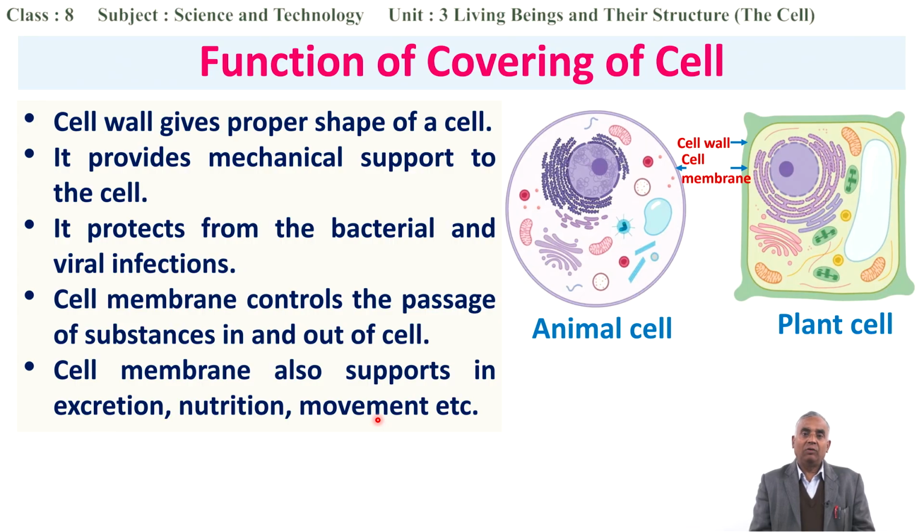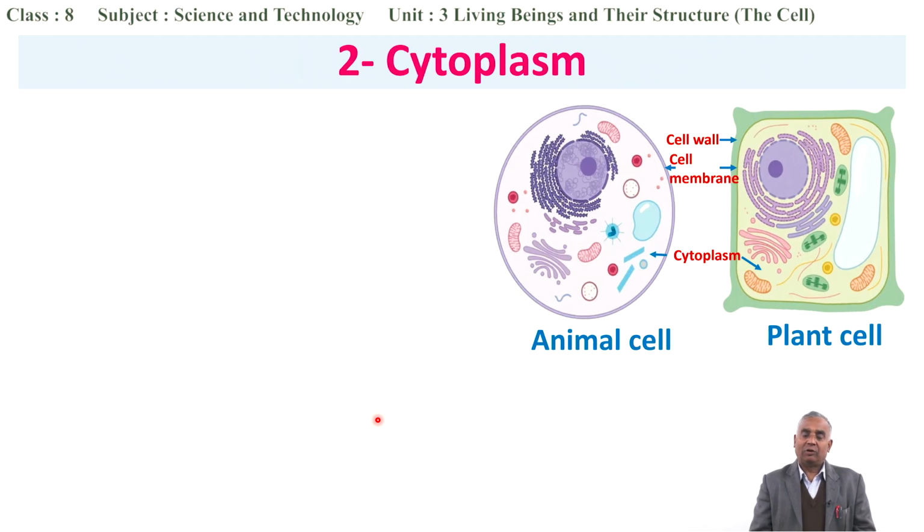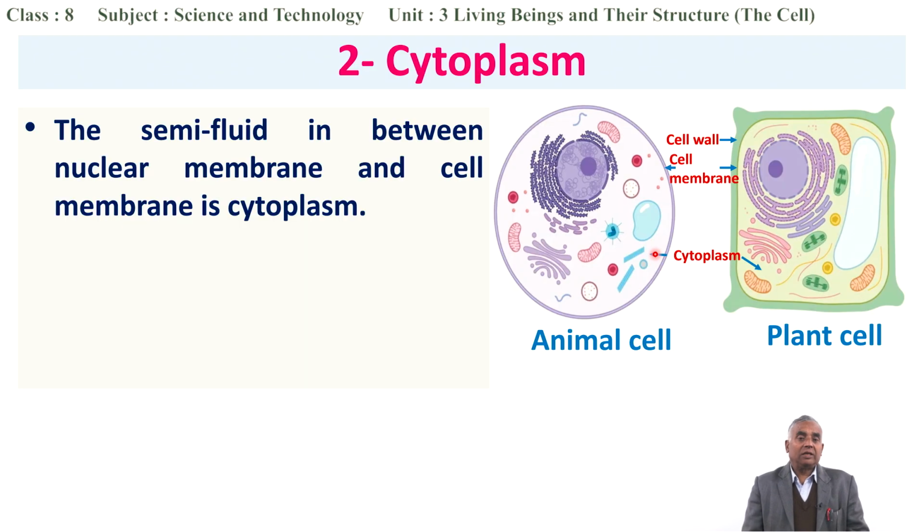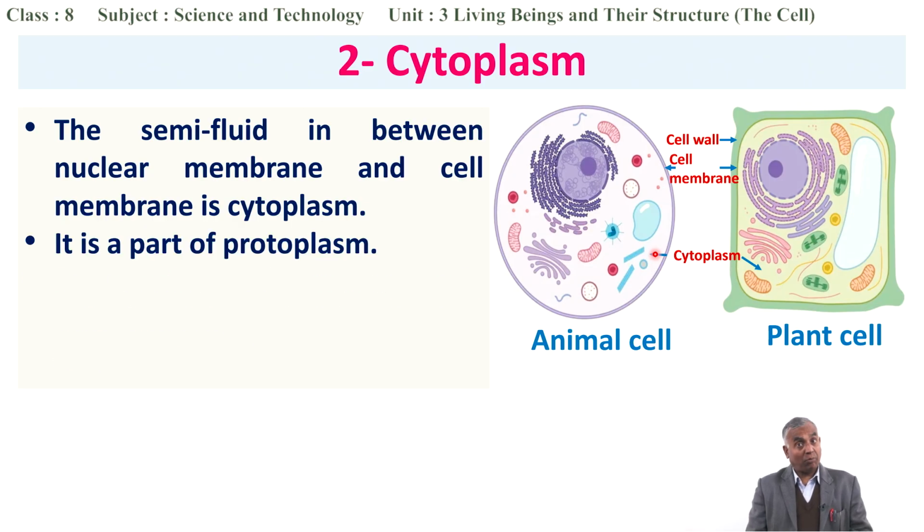Okay. Now cytoplasm. Now see, here labeling is done. Cytoplasm is the fluid found in between the nuclear membrane and cell membrane. The fluid-filled, or you can say semi-solid, substance in between the nucleus and cell membrane is called cytoplasm. And as I told you, it is a part of protoplasm.